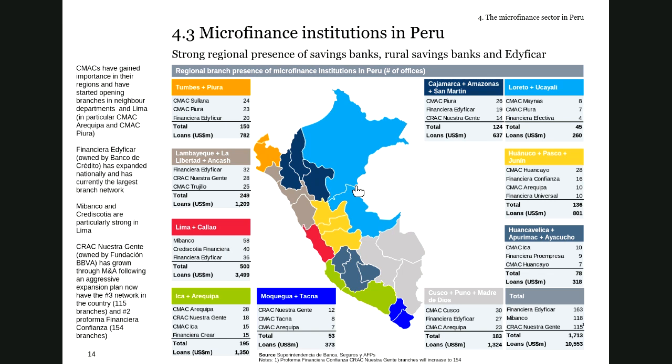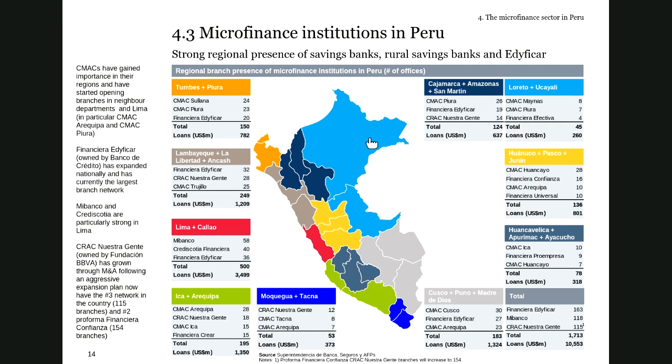What about, for example, the light blue, which is Loreto and Ucayali. You had Caja Mainas, Caja Piura, and Financiera Efectiva. So interesting, because Piura, you could see also that even though they were mainly focused in the north of Peru, they had also expanded to the Amazon, or the Amazonic region, okay?